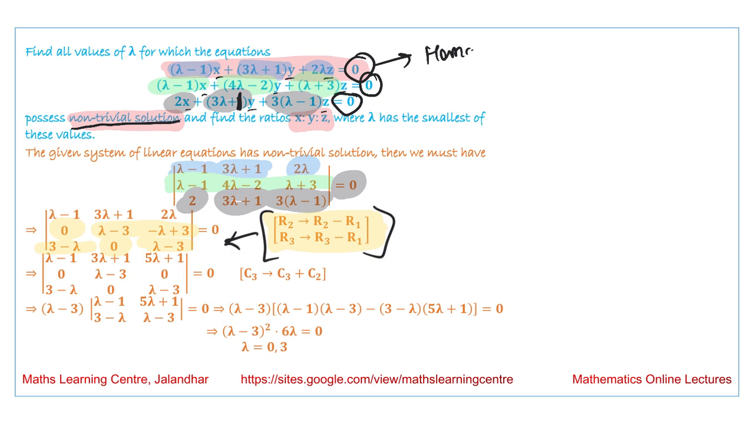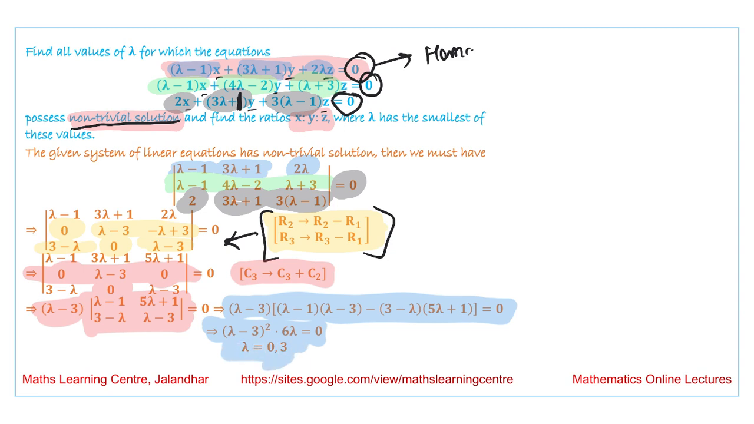After that, we have applied the operation that column 3 approaches column 3 plus column 2. On applying this operation, we obtain this is 0, this is 0, and these three terms are 0. Then we have opened this determinant along the second row, and we obtain the answer in this form. When you open the determinant along the second row, you will obtain the answer in this form, and on simplifying these values, we obtain that the value of lambda is equal to 0 or 3. So these are the values of lambda.